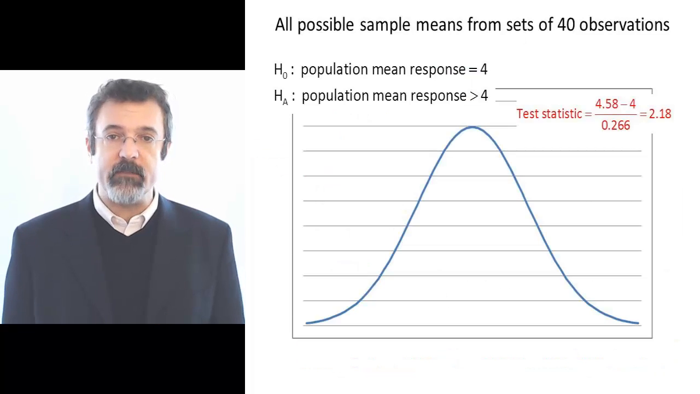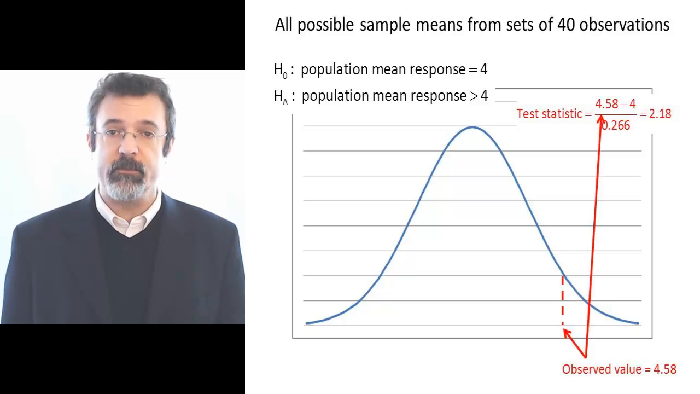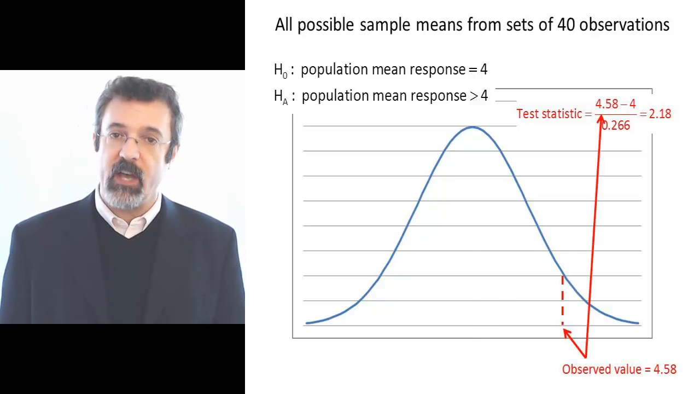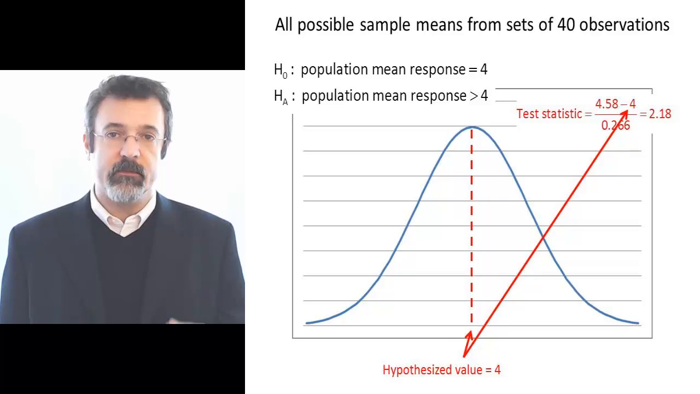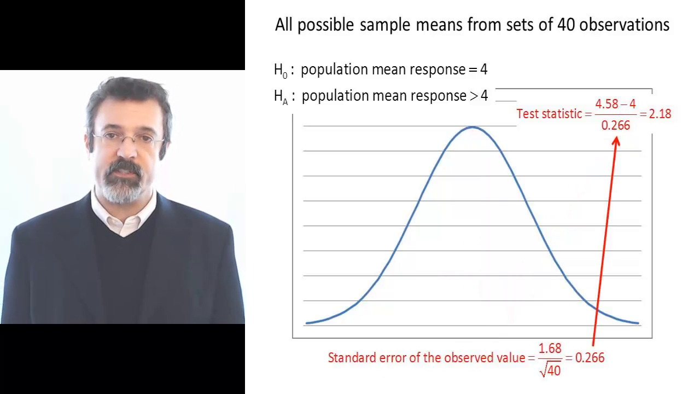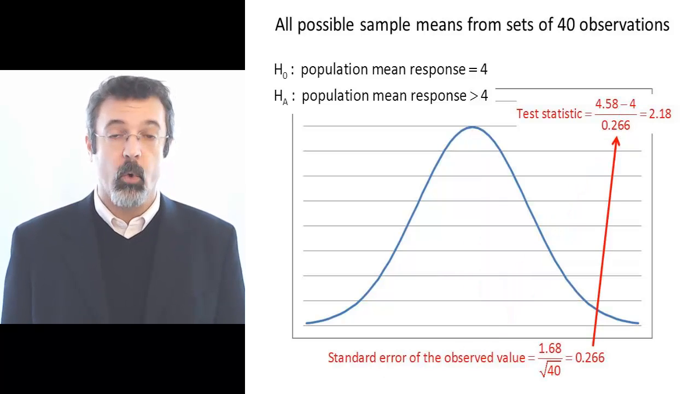To calculate the p-value, we start by calculating the test statistic. The test statistic is the observed mean, or 4.58, minus the hypothesized mean of 4, divided by the standard error of the sample mean of 0.266, or 2.18.